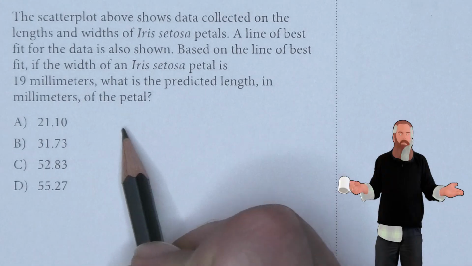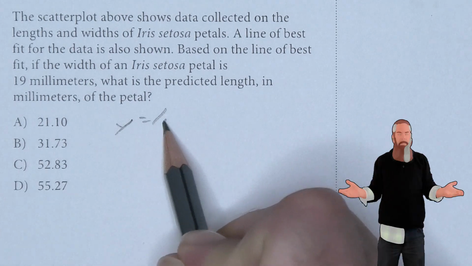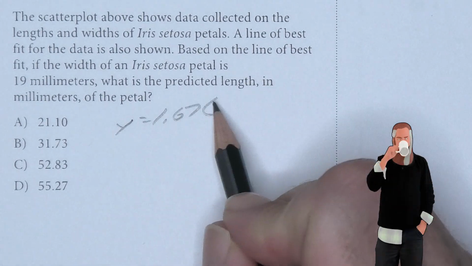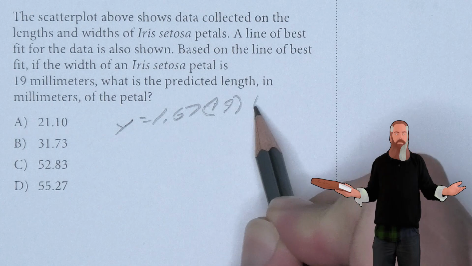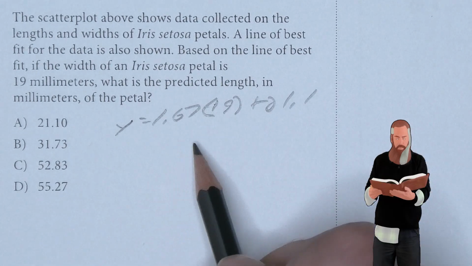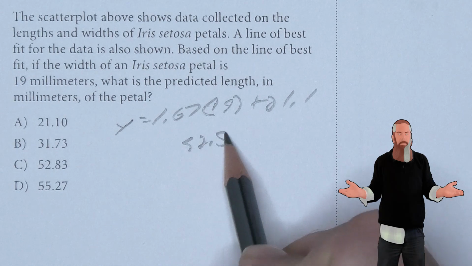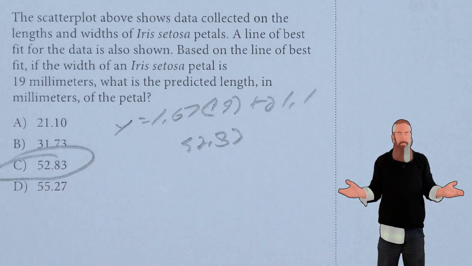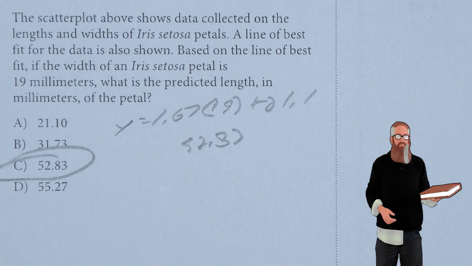Well, they gave us this equation, y is equal to 1.67x plus 21.1, and in this case, x is 19. So we're going to come up with 52.83 after using our calculator, meaning C is the answer.